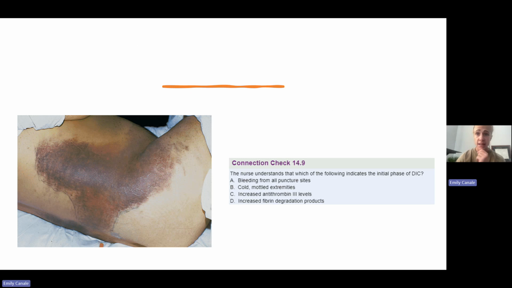So this is an example of what DIC looks like. You can see all that bruising, that terrible. So I do have a little connection check right here for you that says the nurse understands that which of the following indicates the initial phase of DIC. So I do want you to see if you are able to answer this.